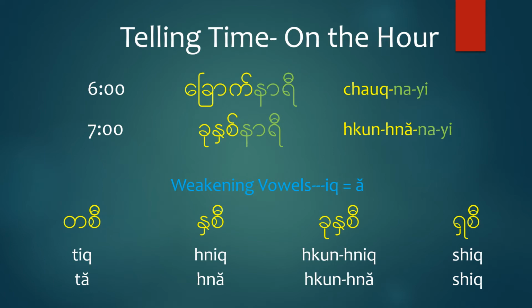So we're going to look at this structure here for telling time on the hour. And all we have to do is put the number of the hour before the word for hour. So 6 o'clock would be chao na yi. The word for 7 o'clock, now when we learned our numbers, the word for 7 was kunit. But we don't say kunit na yi, we say kuna na yi. We've got it spelled out there in romanization.